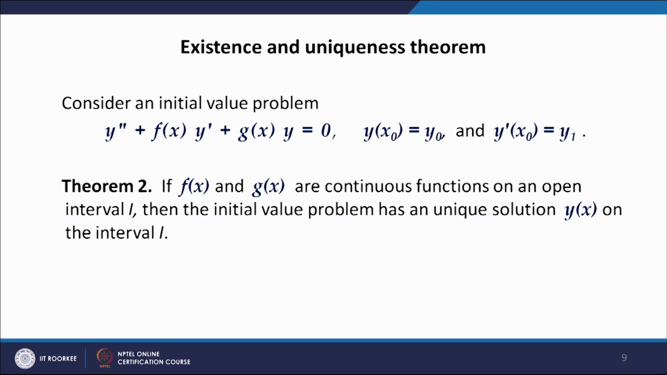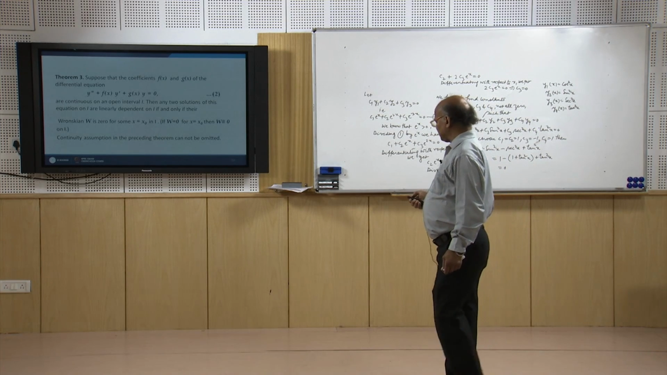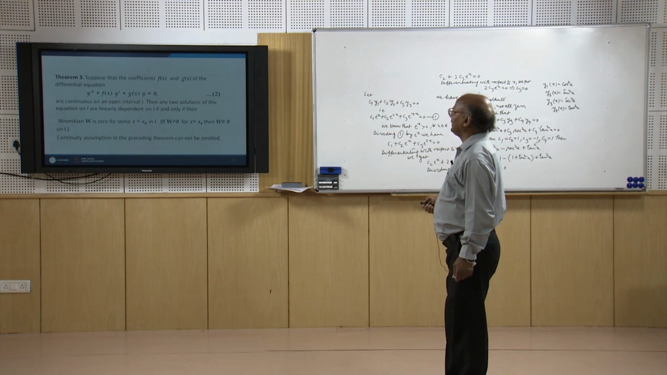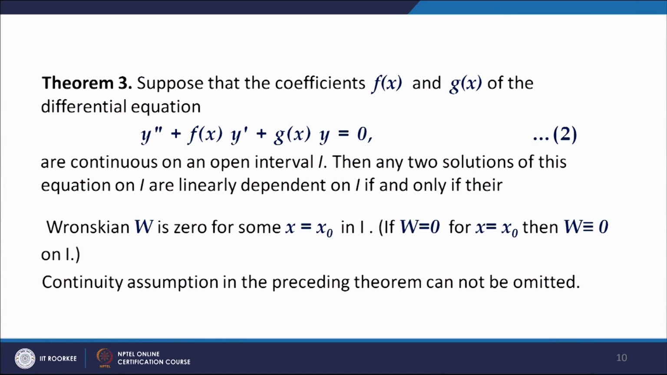This is a standard result, so we shall make use of it. Let us suppose that the coefficients f(x) and g(x) of this differential equation are continuous in an open interval I. Then any two solutions of this equation are linearly dependent on the interval I if and only if their Wronskian is 0 for some x equal to x naught. If W is 0 for some x equal to x naught, then W is identically 0 on I.